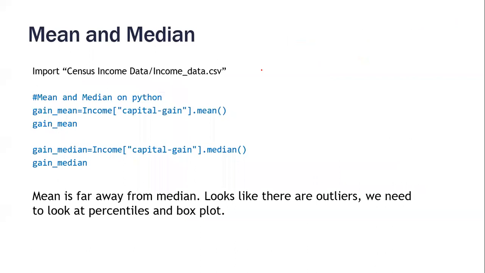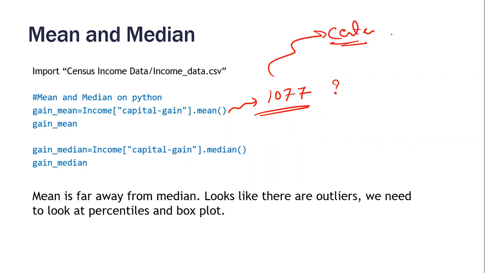So previously, for the capital gain, you told me the mean value is 1077. Can I directly trust this on the face of it? Can I think that the capital gain middle value is always 1077? Are you going to simply calculate the mean in future and think that that is the center? Is that a good option? No, sir. Not at all.